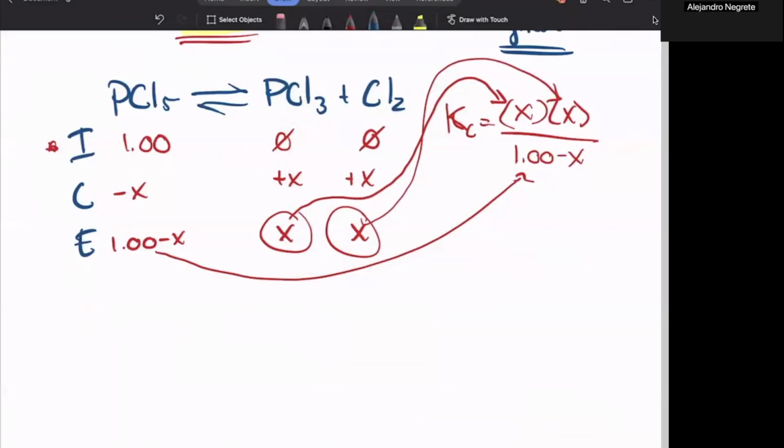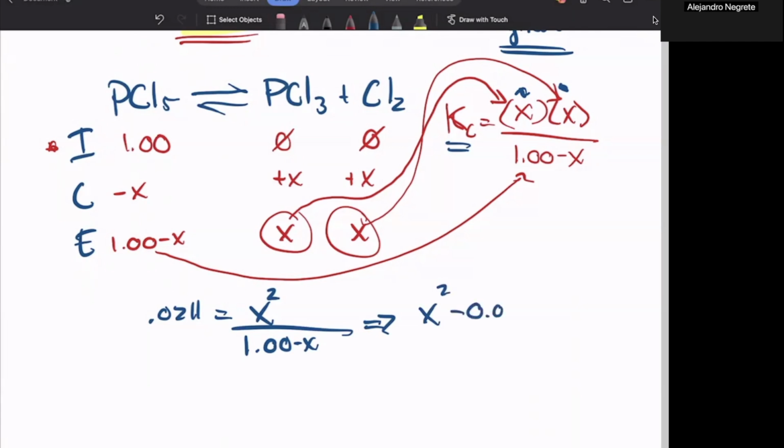Let's see. So we know what K sub C is. So I'm going to put 0.0211. This is our K sub C, is equal to x squared, which is x times x, over 1.00 minus x. Now, with some algebra work, we have x squared minus 0.0211 times 1 minus x. All we did was just a little bit of algebra work here.